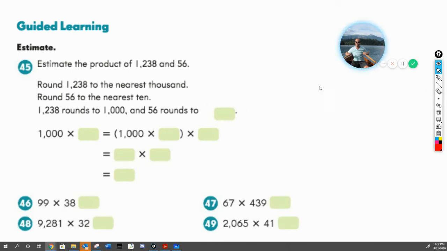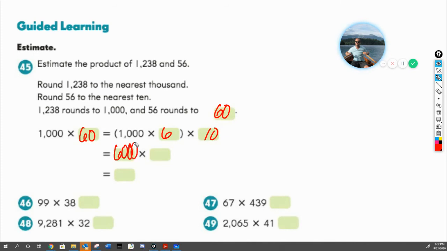Oh, all right. I'll walk through this top one with you, and then I'm going to turn you loose to do the bottom 4. It says estimate the product of 1,238 and 56. That means multiplying. So that means 1,238 is going to be to the nearest 1,000. 56 is going to go to the nearest 10, which is 60. So it's 1,000 times 6 times 10. Sorry, I forgot that part there. 1,000 times 6 is 6,000 times 10.